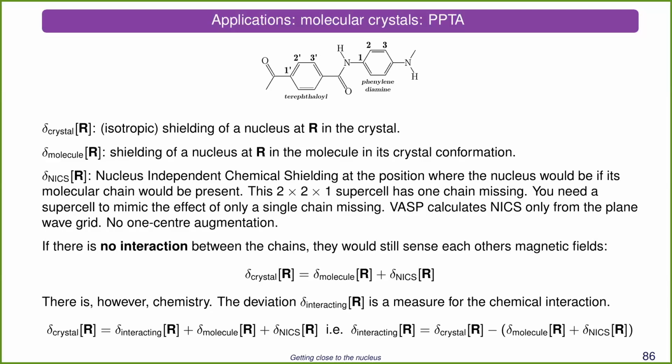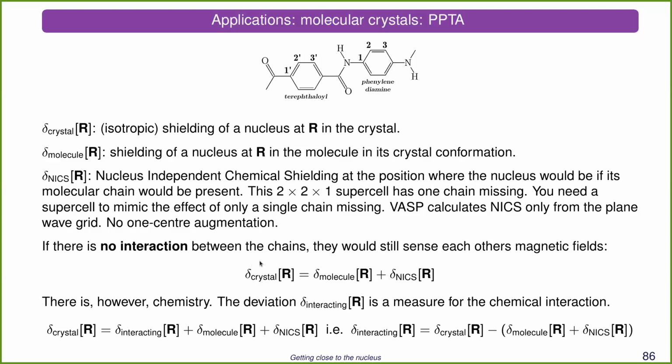Then at the position where the molecules would have been in that void, you can calculate the shielding due to all the other chains. That is then done with an X, with the nucleus-independent chemical shielding. You add the two up, and you would get the shielding of the full crystal. That is if there is no chemistry going on between the chains. But if there is any chemistry going on, you get another term here, this interacting thing. So these two added together is different from that one.